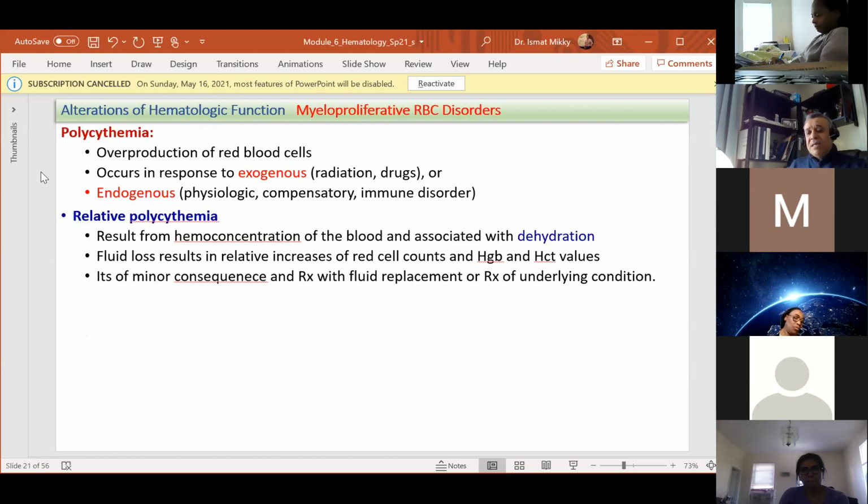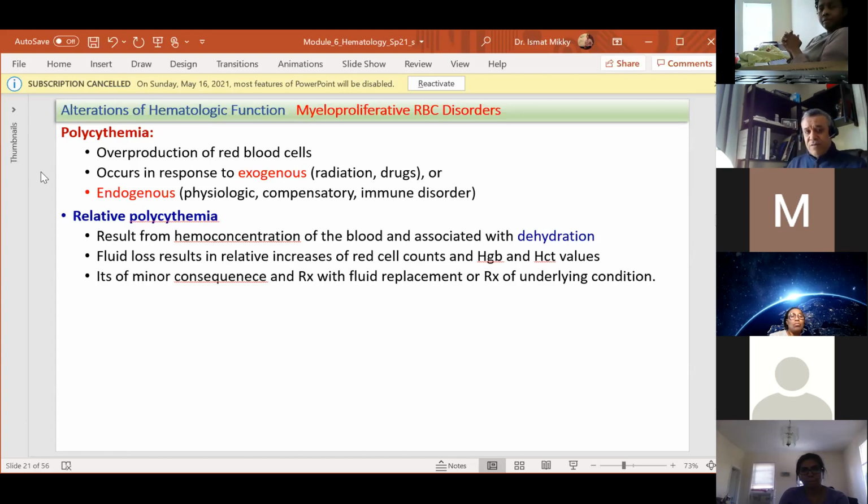Polycythemia, which is the overproduction of the RBCs, which is the complete opposite of anemia, in which this patient will have an increased rate of production, or a high level of hemoglobin. So it can be exogenous or due to endogenous factors. So we have a high rate of RBC production, which eventually is going to result in high hemoglobin levels.